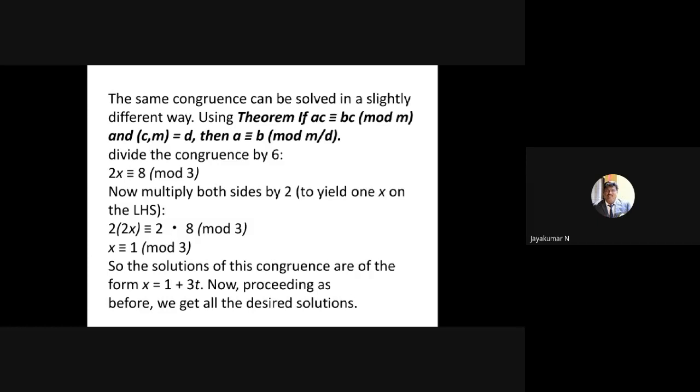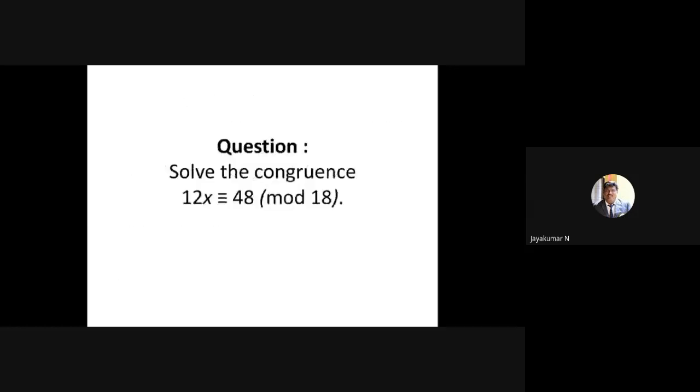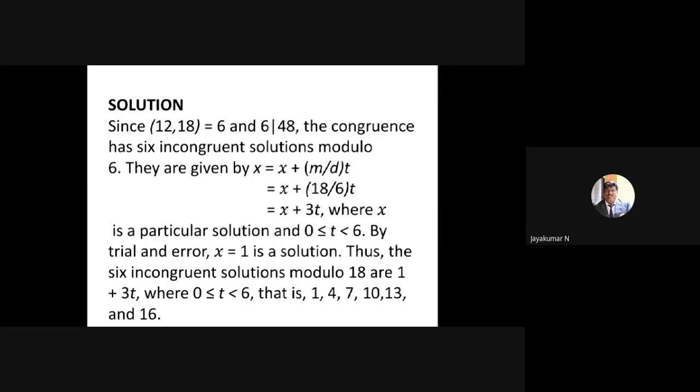So already the theorem was taught: if ac is congruent to bc mod m and the gcd of c comma m is d, then a is congruent to b mod m by d. But here the linear congruence is 12x congruent to 48 mod 18. The a value is 12, b is 48 and m is 18. You have found d is 6, the gcd between 12 comma 18, that is 6. So d equal to 6.